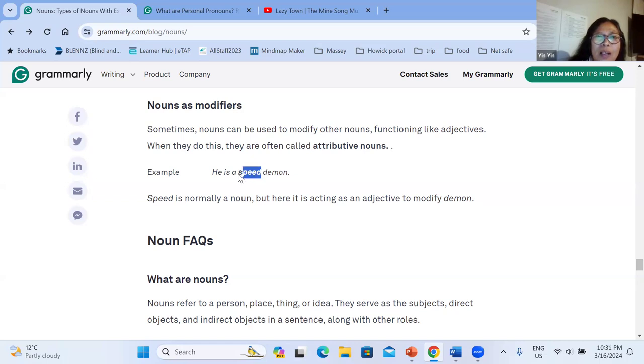Speed is normally a noun, but here it is acting as an adjective to modify demon.